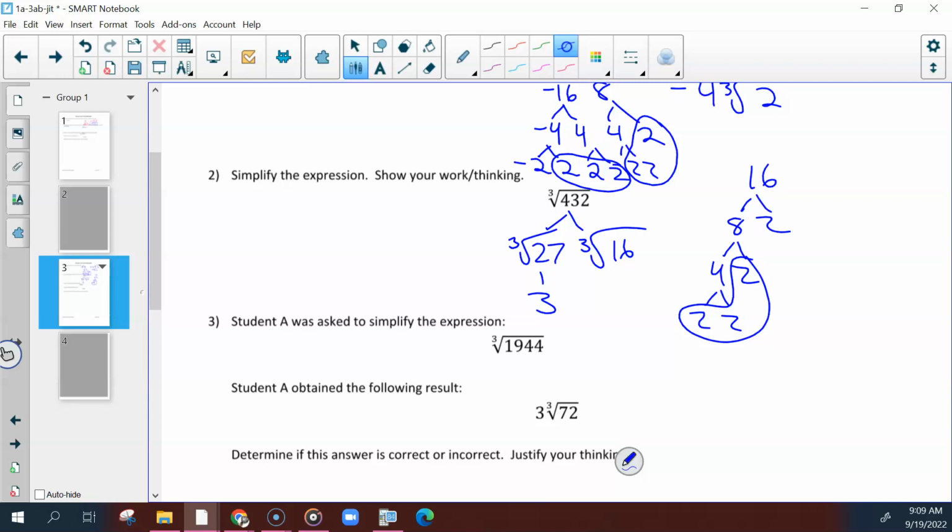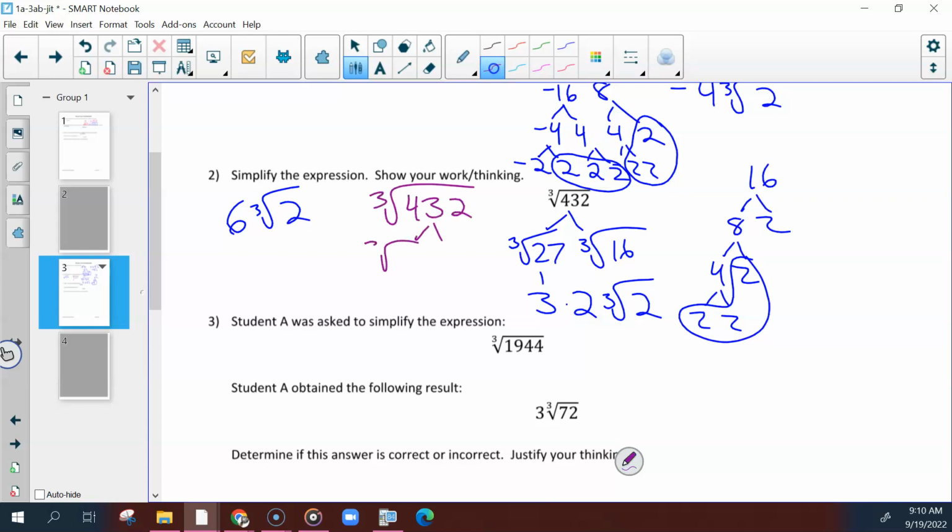So if you got something like this and you double check, can I break 16 down anymore? Would I get a group of 3? And you do, you would bring that out and still leave whatever's left inside. What this means is if I divided 432 by the 6 cubed, which is 216, that would have worked. Because then the cube root of 216 is 6, and I'm left with the cube root of 2.